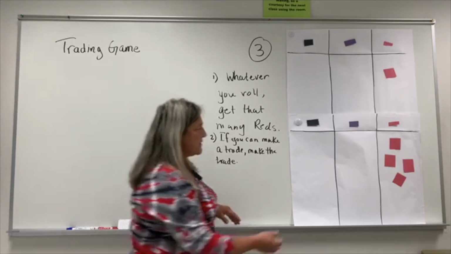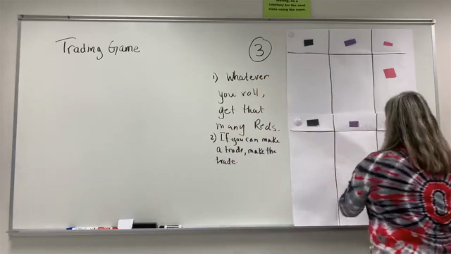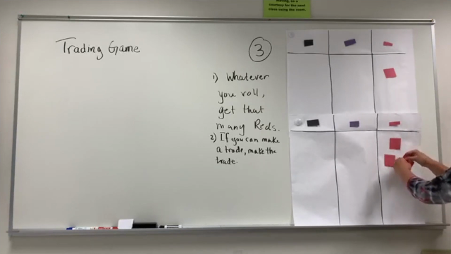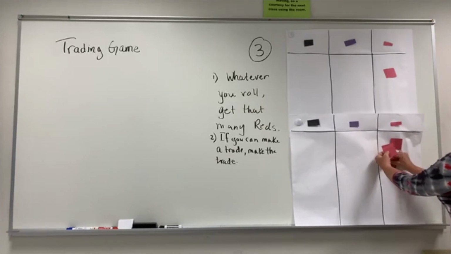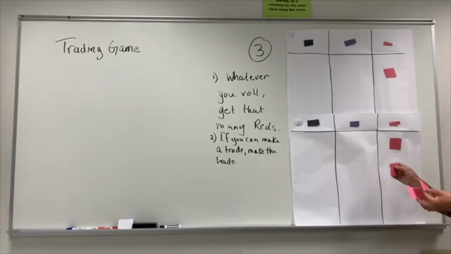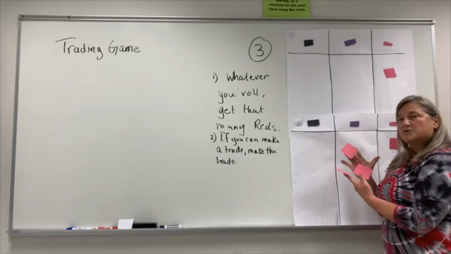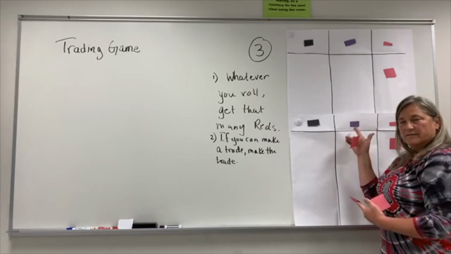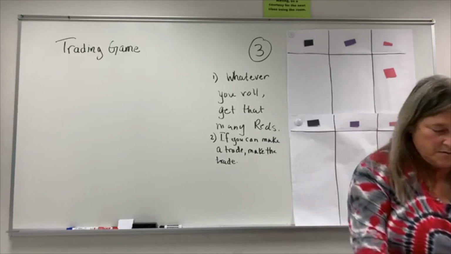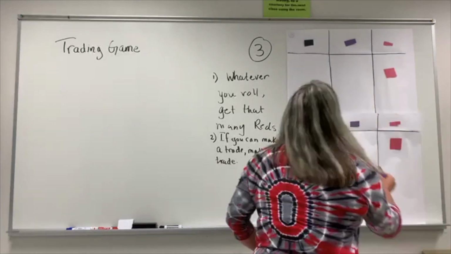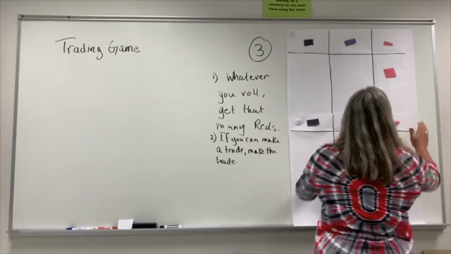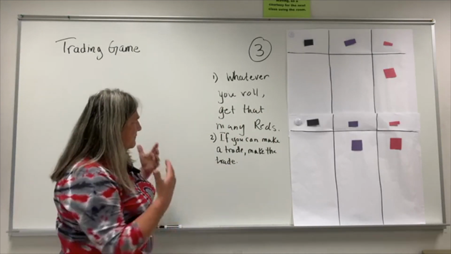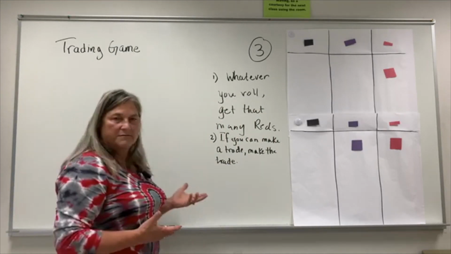I can take 3 of my reds, and that's what this trade value is. Because my trade value is 3, I'm going to take these 3 reds and trade them in for 1 purple. 3 for 1, that's the trade value. So I'm going to take it over here and trade that for my purple. Now, can we make any more trades? No, we have to trade if we get 3 of something, and we don't have 3 of something.